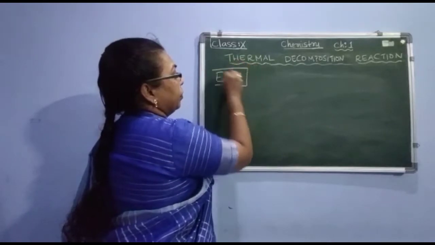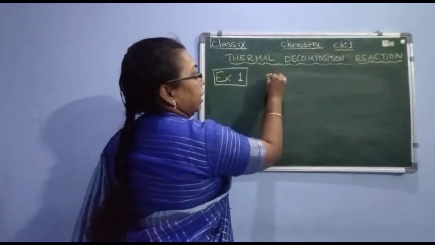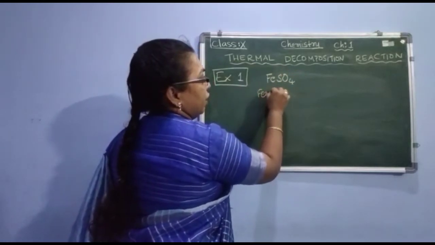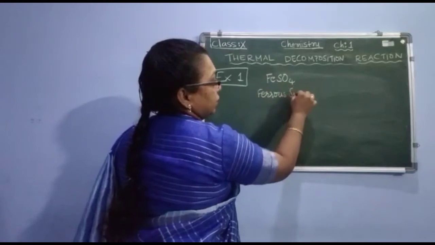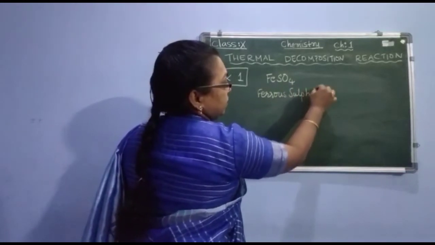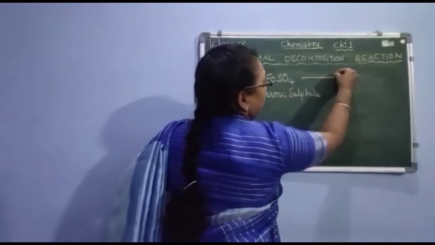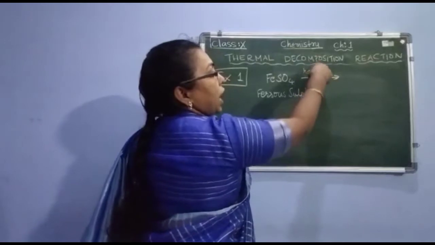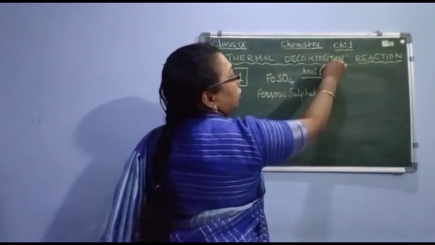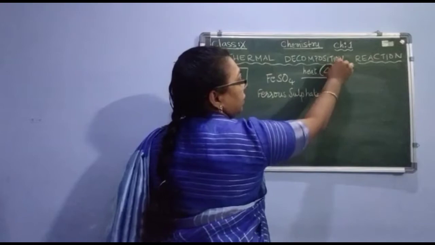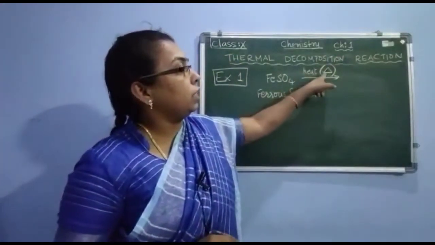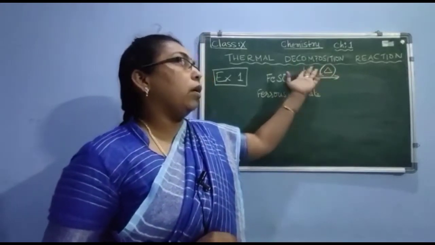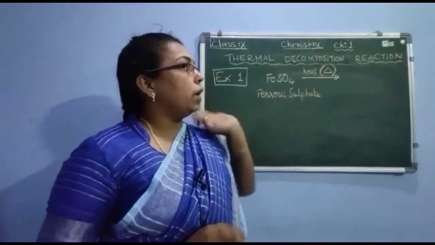Example 1. Here FeSO4. FeSO4 is ferrous sulfate, and I am heating ferrous sulfate. For heat, either you write heat over the arrow or you put a small triangle like this. This triangle indicates it is heating. Clear? So either you put a triangle or you write heat above the arrow.